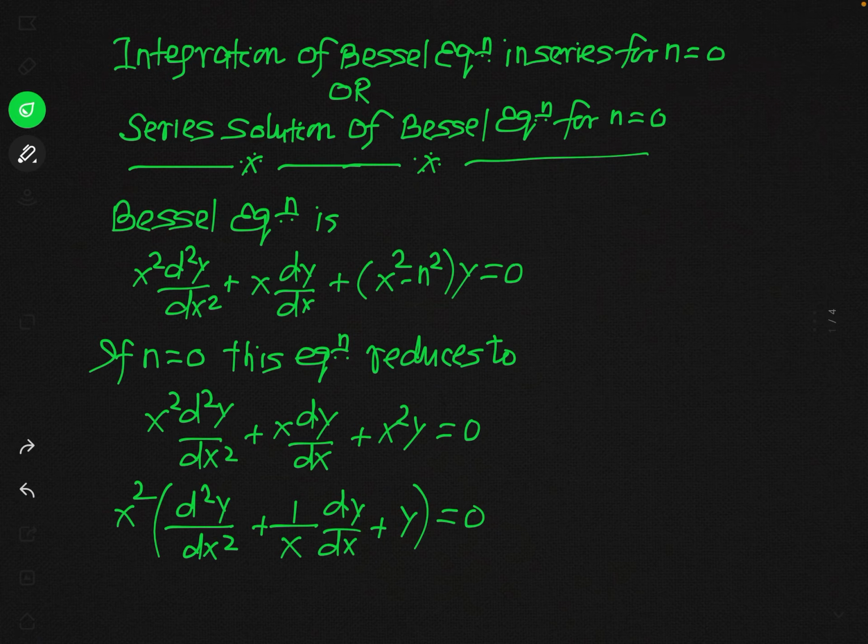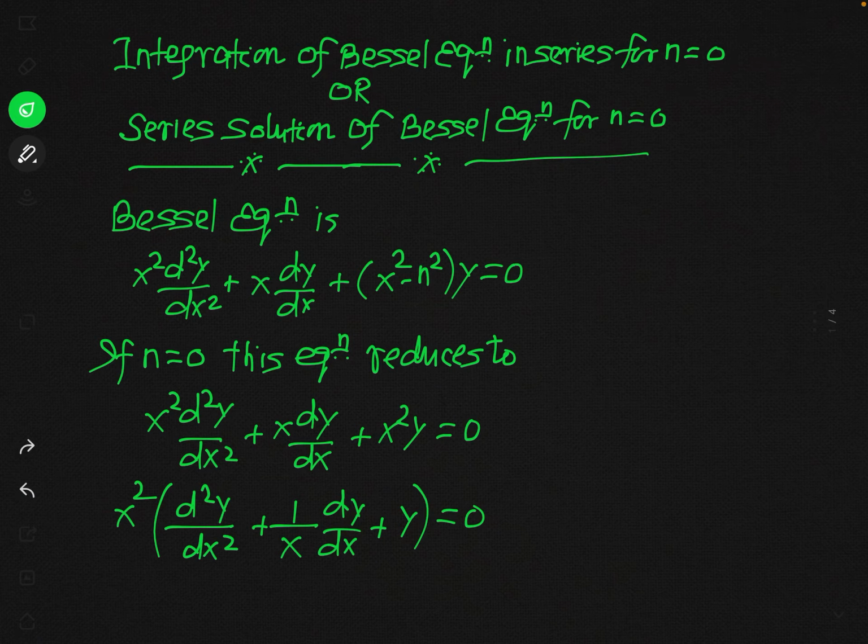Now, the subject matter of today's lecture is the solution of Bessel equation for n equal to 0. You can also say that we are now going to get the integration of Bessel equation in series for n equal to 0. First of all, we will write the general form of Bessel equation, then take n equal to 0, and after that solve it in series by the usual method.